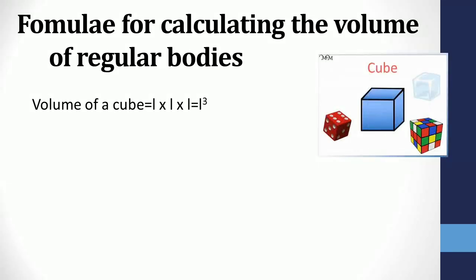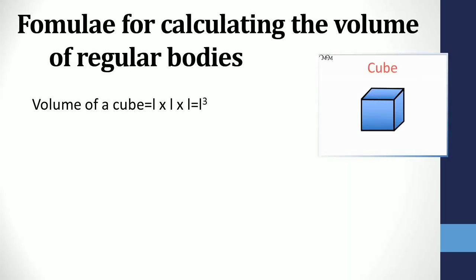The volume of a cube: a cube is a combination of squares, and in a square all the sides are equal. So the volume of the cube will be length into length into length, or length to the power 3, denoted by L cube. By this formula we can find the volume of any object which has a cubical shape. You can see in the diagram.